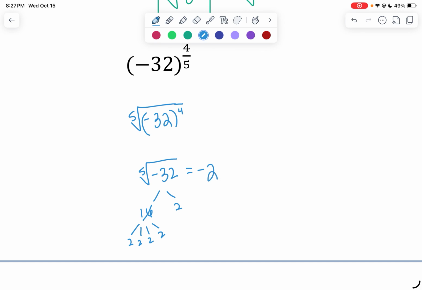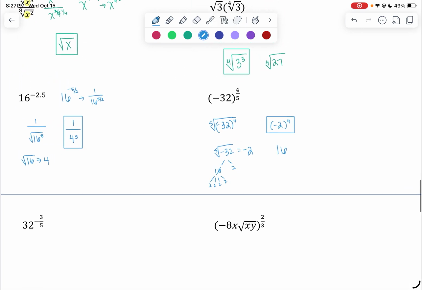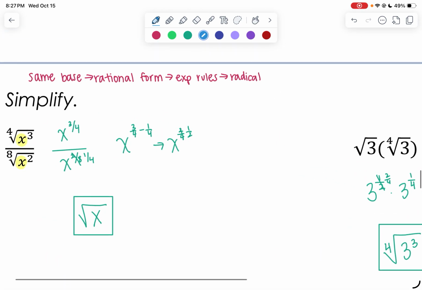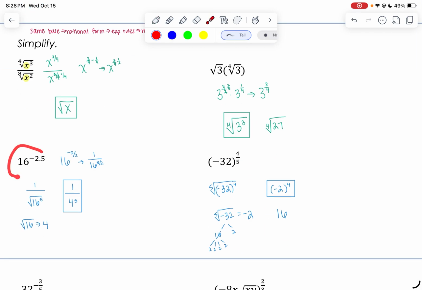And then to the 4th power, so you could just say negative 2 to the 4th power and leave your answer like that. Or negative 2 to the 4th power is just negative 2 times negative 2 times negative 2 times negative 2. That's just positive 16. So it doesn't necessarily matter which way you write it, okay? So if you have the same base, go to rational form, use your exponent rules, and then just go back to radical form. If it's already in rational form with an exponent like these ones are, then convert it to a radical and then simplify from there.